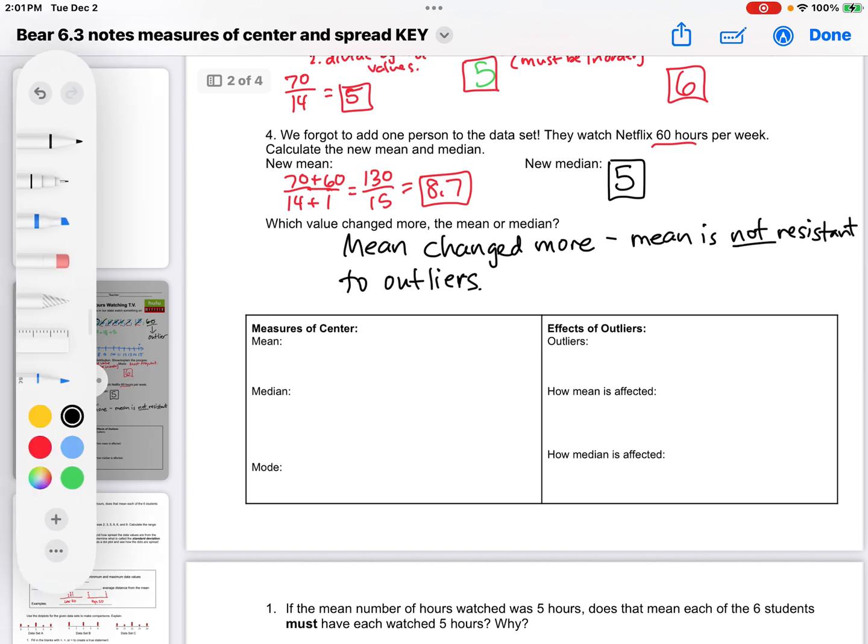Okay, so now let's summarize this. So when we do mean, we're finding the average. So you're going to add up the values, and you're going to divide by the number of values. Okay? For the median, you're going to order your numbers, small to large.